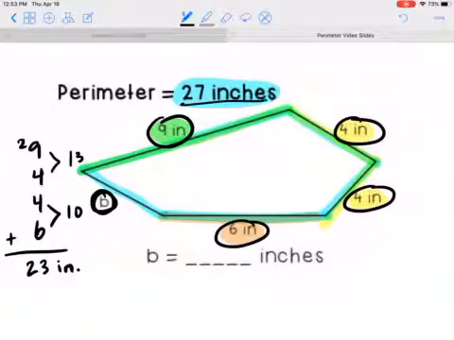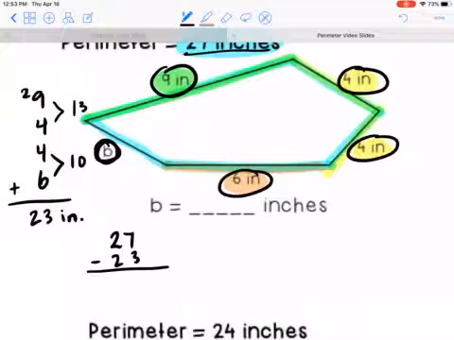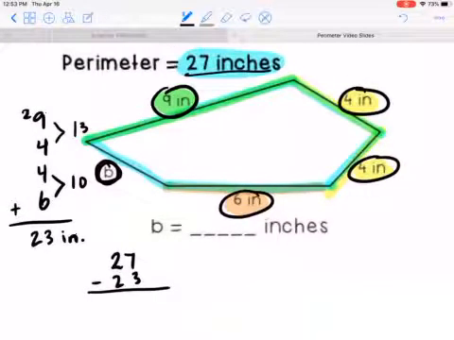And we know that the total perimeter of this polygon is 27 inches. So again, we're going to subtract. We're going to do 27 minus 23. And we just have to subtract from here. 7 minus 3 starting in the ones place is 4. 2 minus 2 is 0.